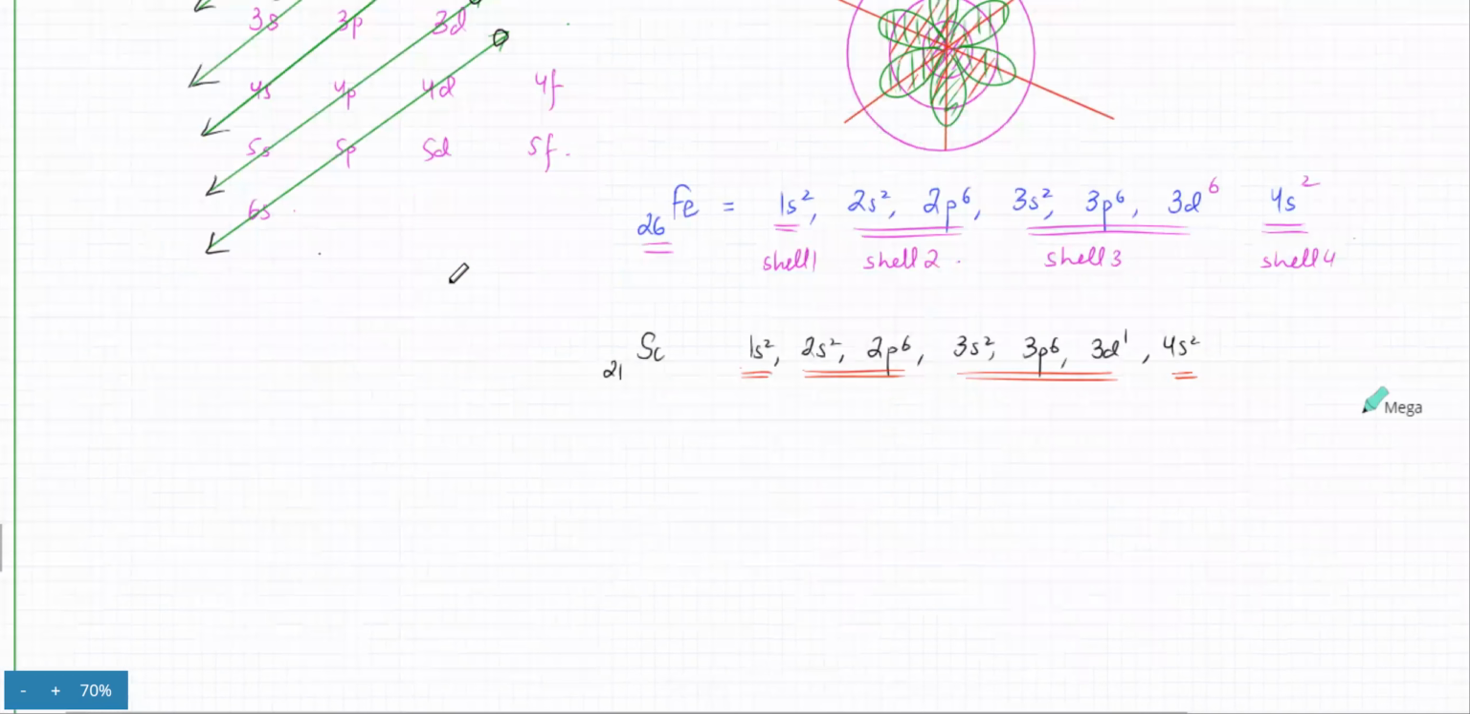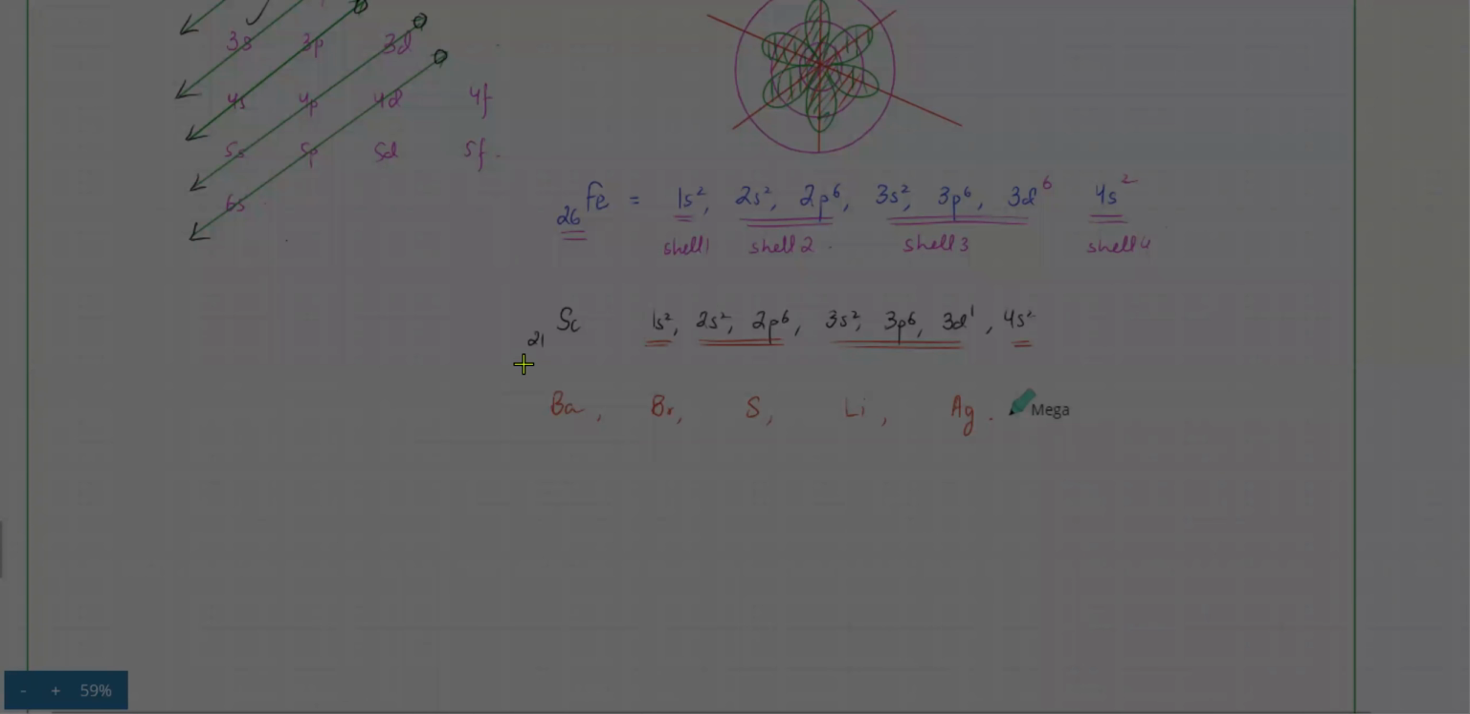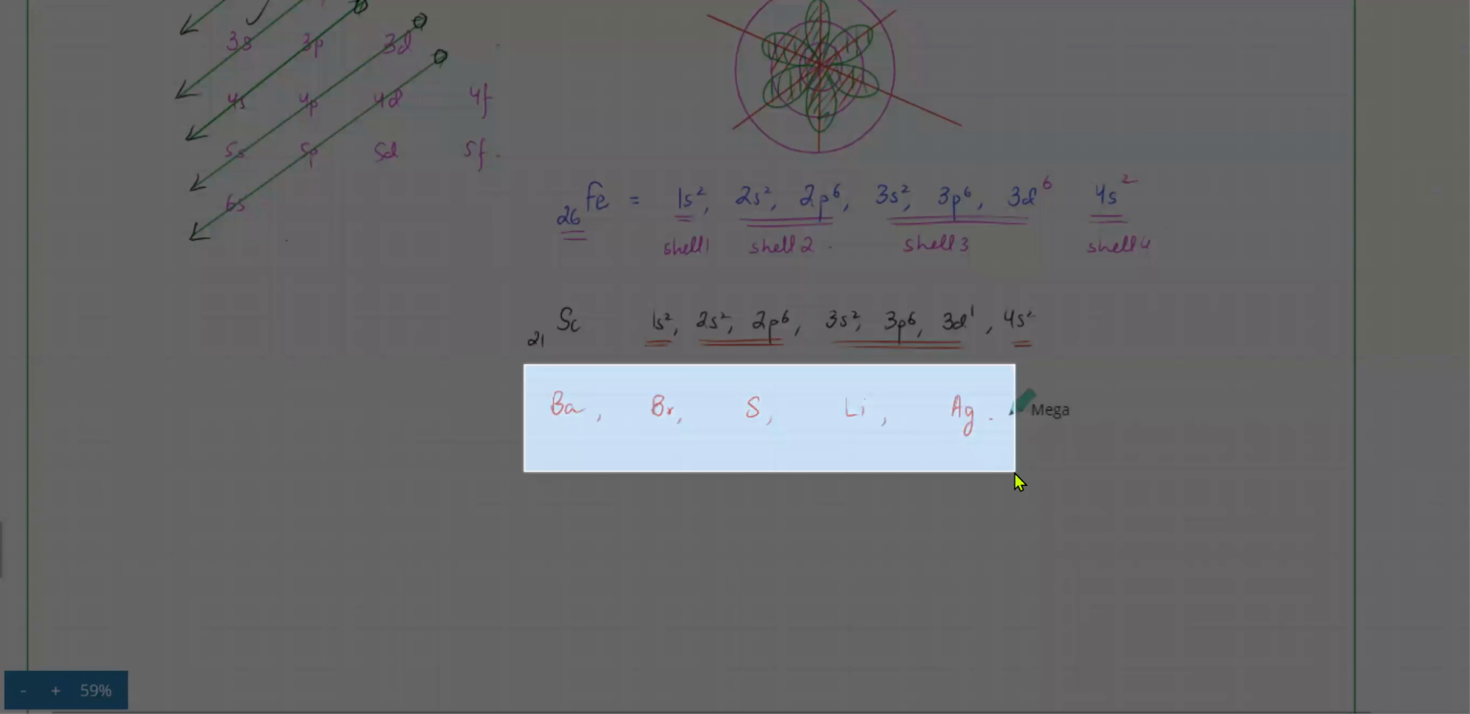Okay? I'm going to give you a small assignment. Try and write the electronic configurations of all these atoms and send the answers on WhatsApp. It's barium, then bromine, sulfur, lithium, and let's say silver. So that's your assignment. Try and write the electronic configuration based on the Aufbau principle. I'm going to send this on WhatsApp as well.